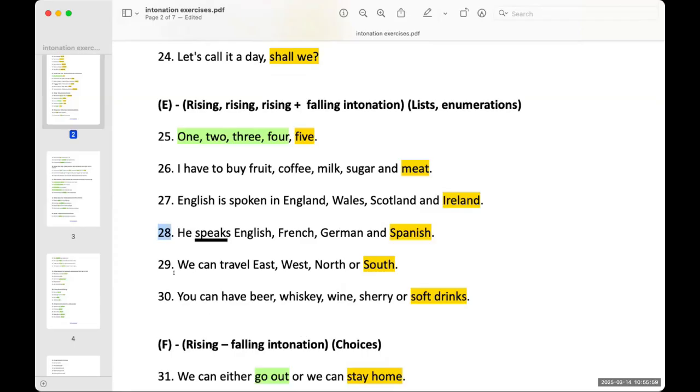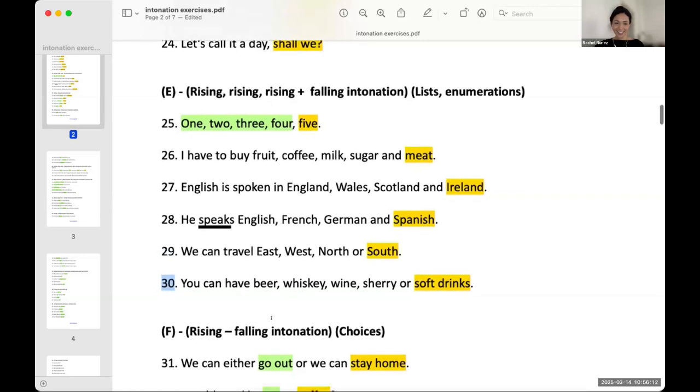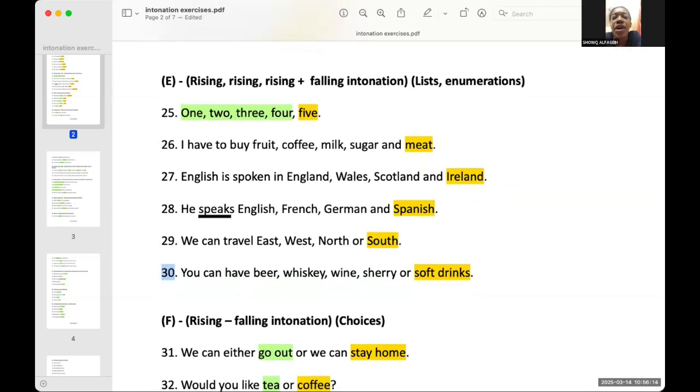Shoko, do you want to try 29? We can travel east, west, north, or south. Okay, and 30? You can have beer, whiskey, wine, sherry, or soft drinks. Okay, great.